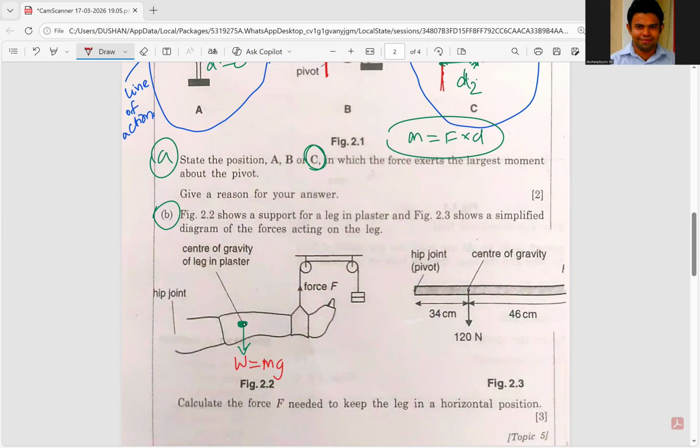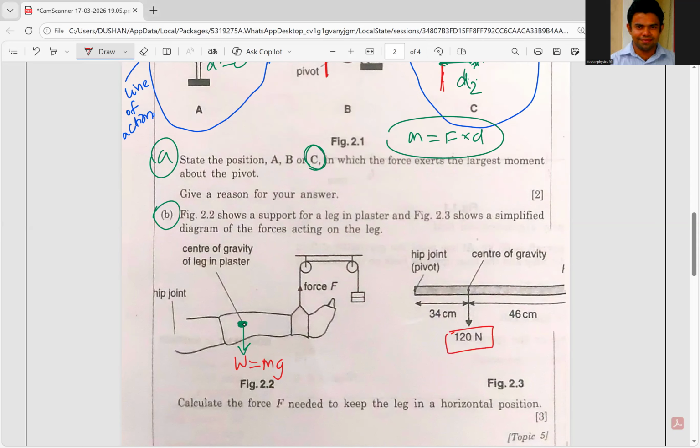Right. Now the weight they have given for the leg is 120. The pivot is not there, son. The pivot is at the hip joint, because the leg is rotated back and forth from the hip joint. That is where the pivot is, marked in red at the hip joint. Am I clear? Yes, sir. 46 distance away, there is an upward force F.